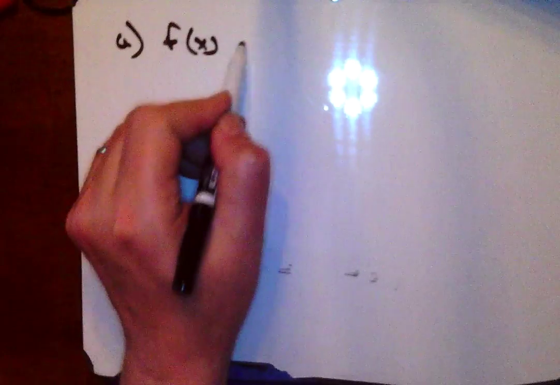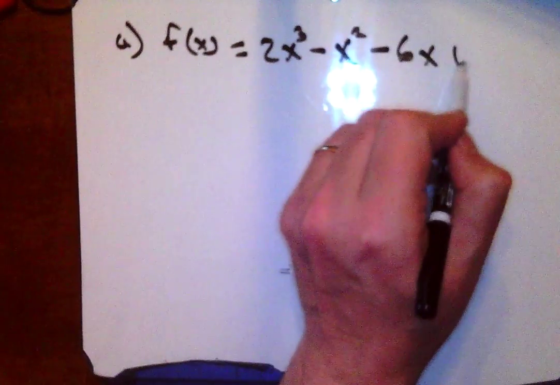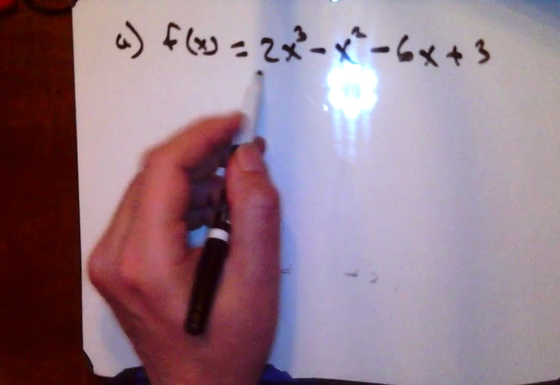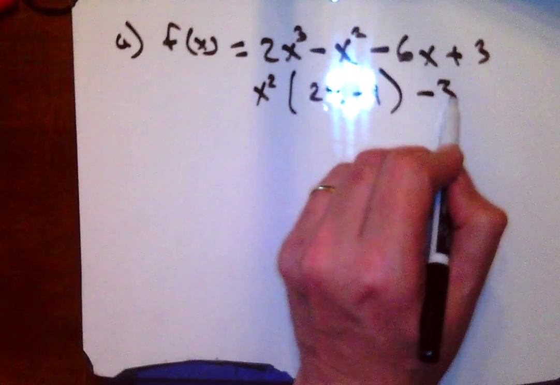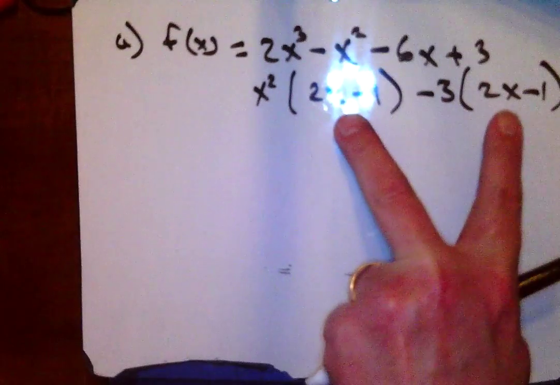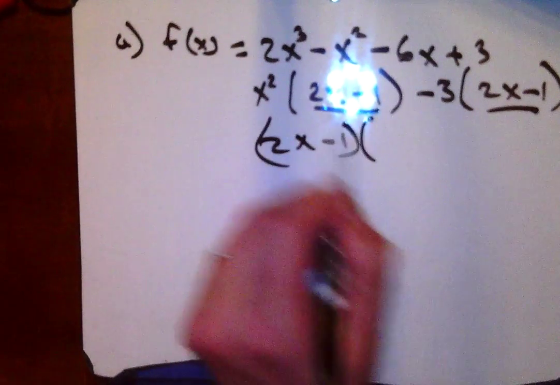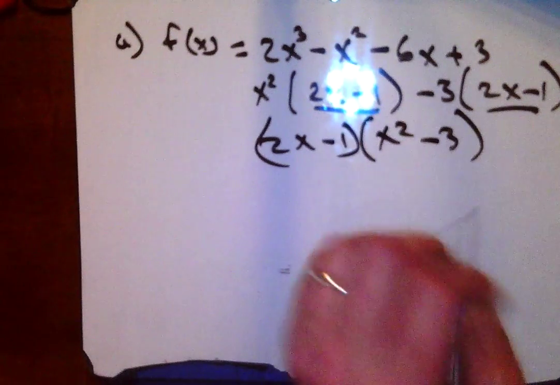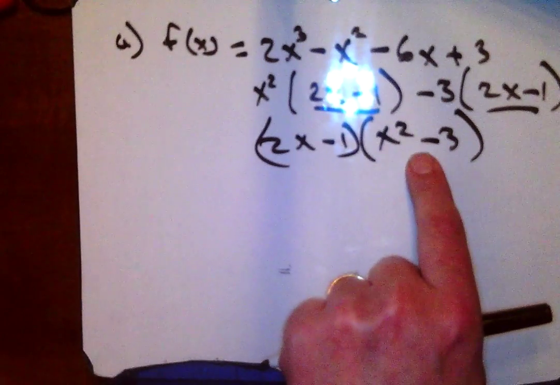Station 14 says find all the roots. And for A, our f of x is given as 2x to the third minus x squared minus 6x plus 3. And I can do factoring by grouping here. Watch those signs. Remember, these have to be the same. Because they're the same, I can pull them out, and I'm left with x squared minus 3. Hey, don't stop here. Remember, we need to find all the roots.